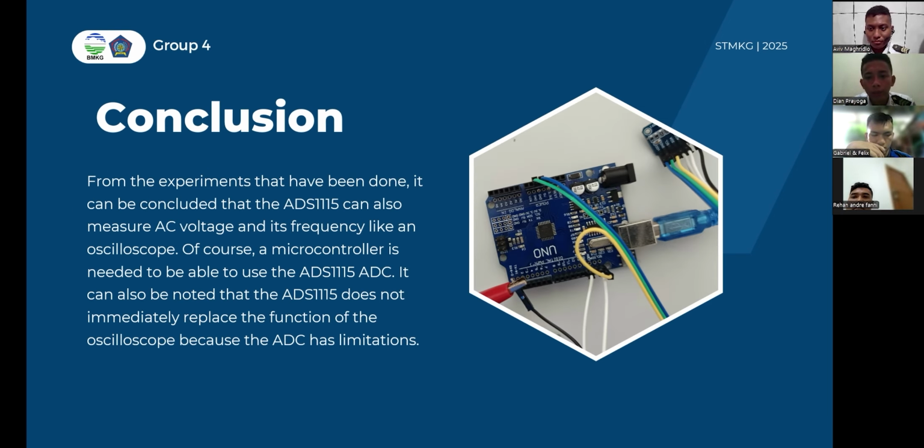All right, we have come to the conclusion. From the experiment that has been done, it can be concluded that the ADS1115 can also measure AC voltage and its frequency like an oscilloscope. Of course, a microcontroller is needed to be able to use the ADS1115 ADC. It can also be noted that the ADS1115 does not immediately replace the function of the oscilloscope because the ADC has limitations.